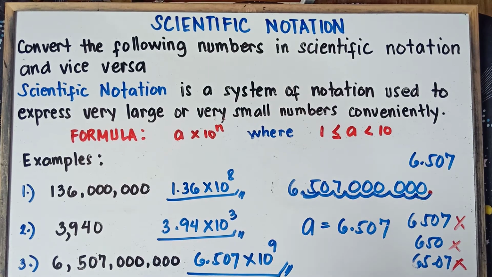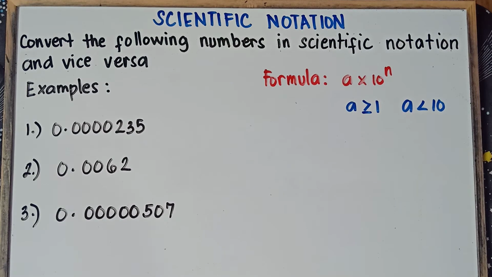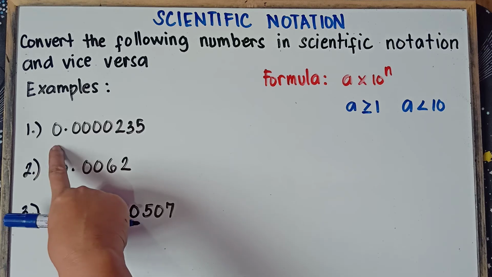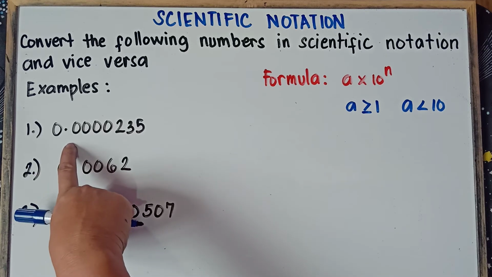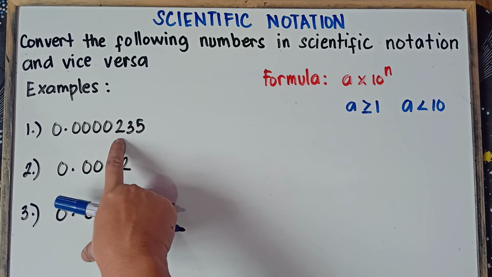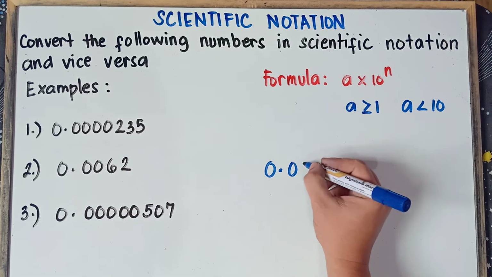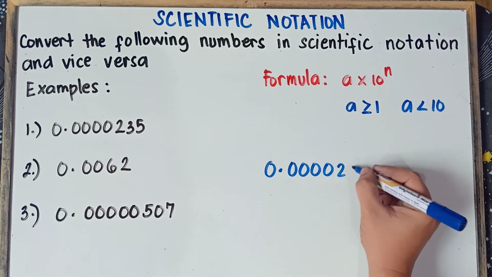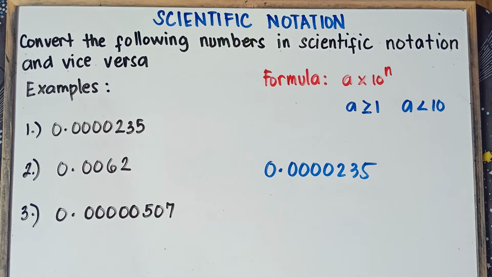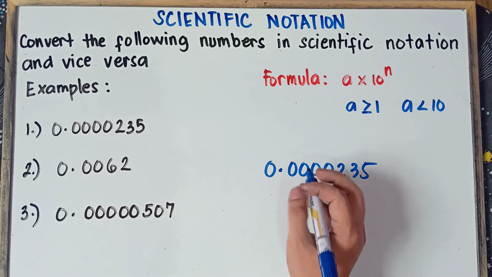Alright, so let's proceed now to very small numbers. Alright, so let's proceed to our second examples. We need to convert very small numbers into scientific notation. So our given example number 1, we have 0.0000235. So let me just copy this number, 0.0000235. Of course, we already see the decimal point. The decimal point is here.